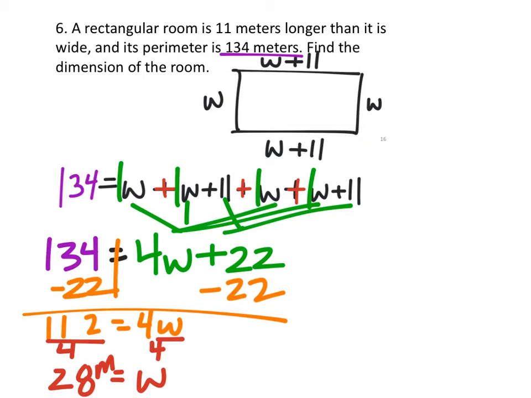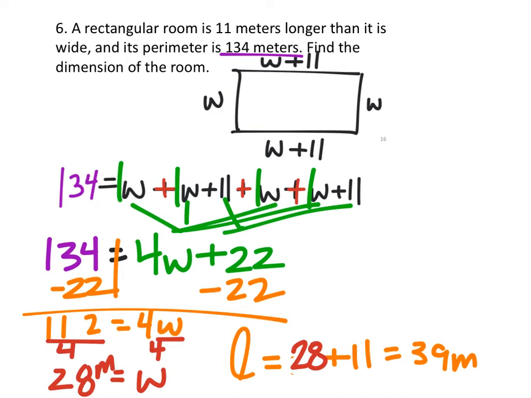Now that felt pretty good. We did a lot of work there. However, we need all the dimensions, so we're going to figure out the length as well, which is the width, but 11 more. And as of right now, we know that the width is 28, so I'm going to replace it with 28. And that's going to tell me what the length is, 39 meters.